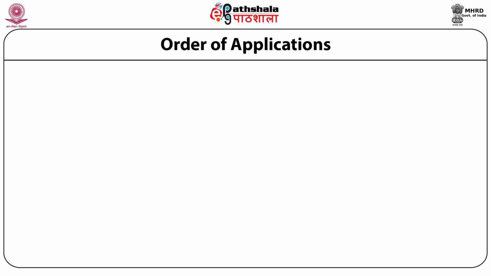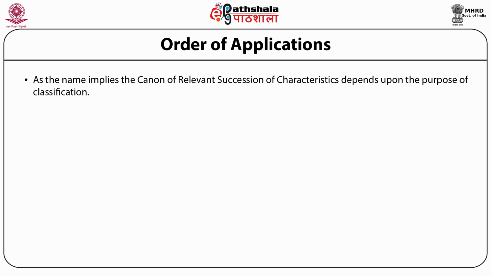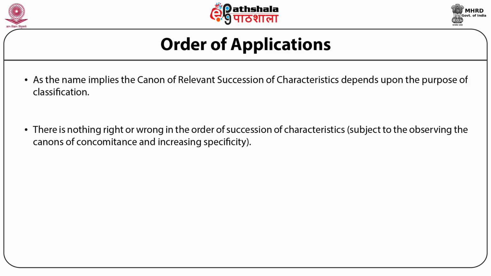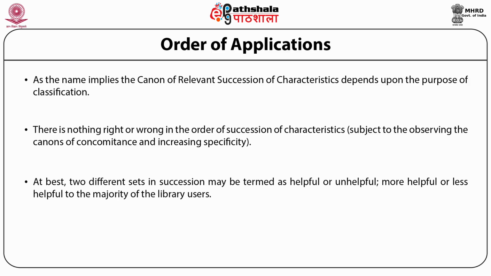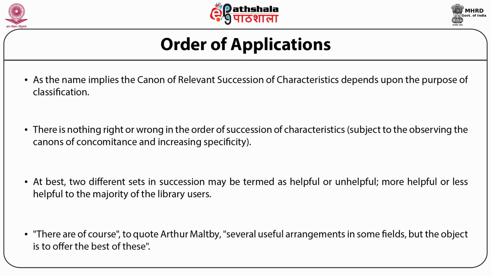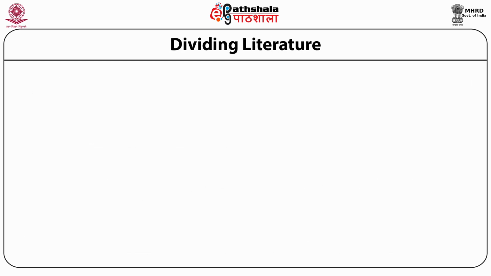Order of their application. As the name implies, the canon of relevant succession of characteristics depends upon the purpose of classification that we want. There is nothing right or wrong in the order of succession of characteristics, subject to observing the canons of concomitance and increasing specificity. At best, two different sets in succession may be termed as helpful or unhelpful, more helpful or less helpful to the majority of the library users. There are, of course, to quote Arthur Maltby, several useful arrangements in some fields, but the objective is to offer the best of these.